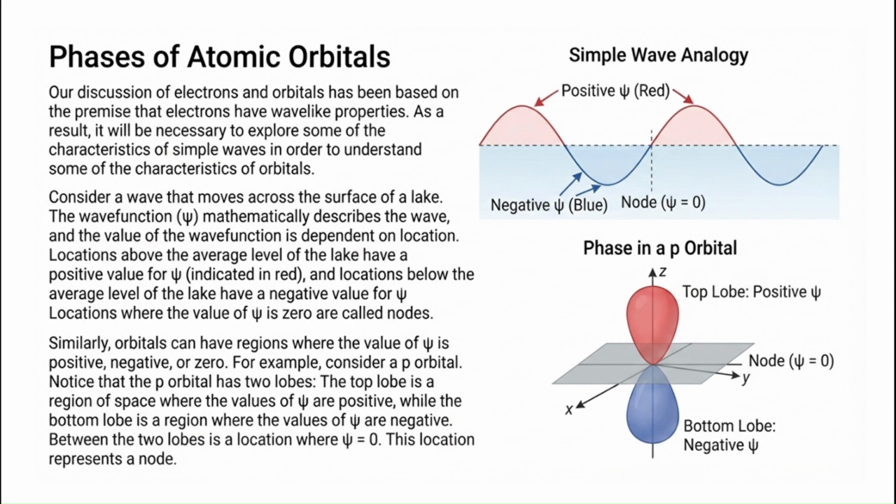Similarly, orbitals can have regions where the value of psi is positive, negative, or 0. For example, consider a p orbital. Notice that the p orbital has two lobes. The top lobe is a region of space where the values of psi are positive, while the bottom lobe is a region where the values of psi are negative. Between the two lobes is a location where psi equals 0. This location represents a node.